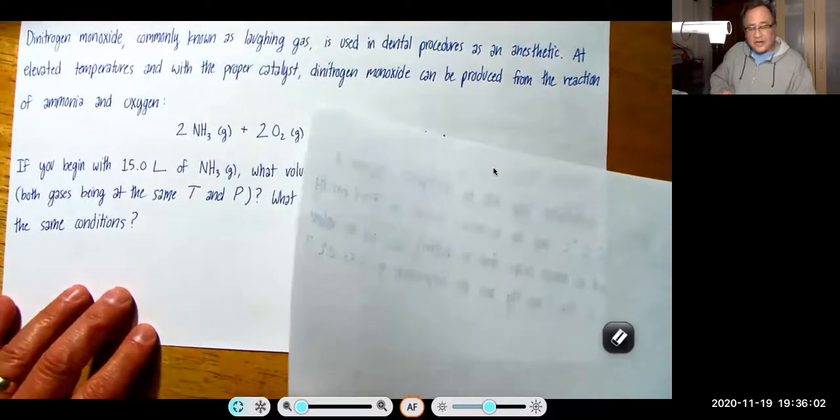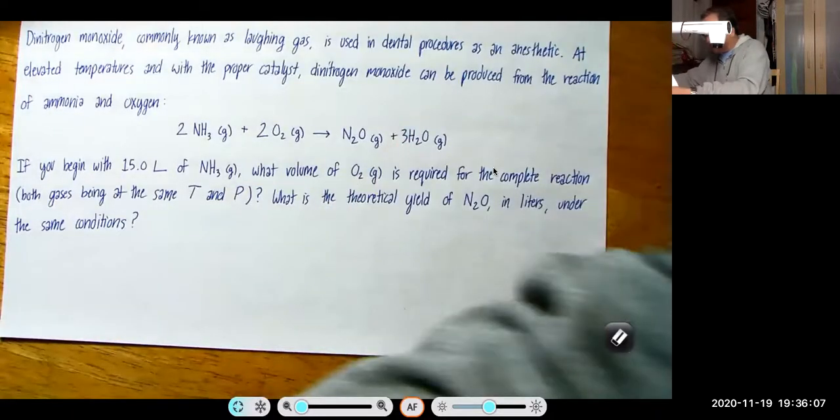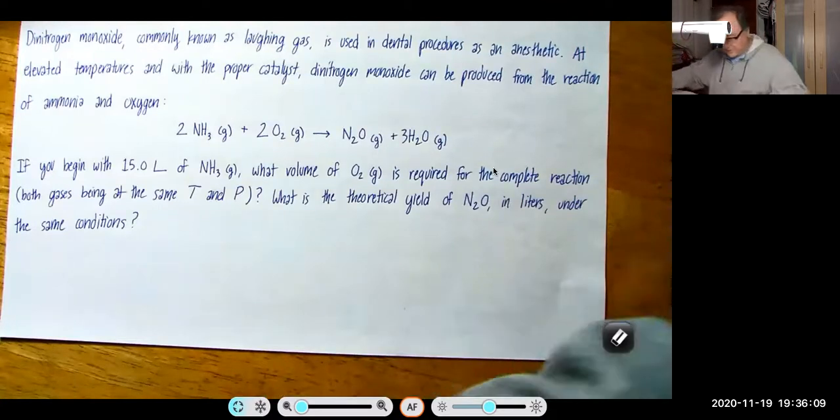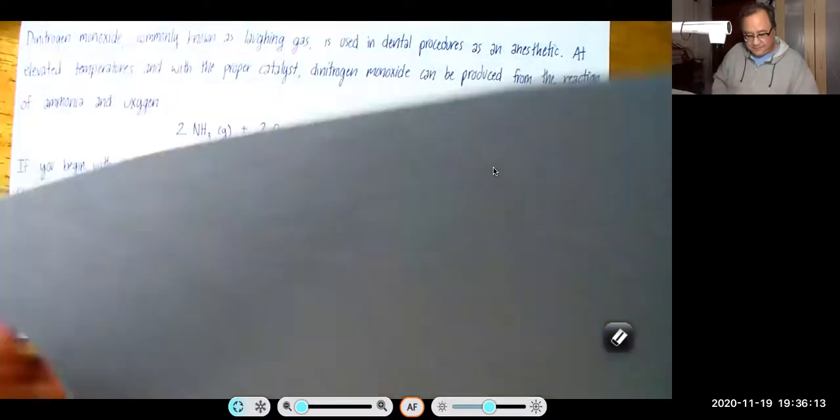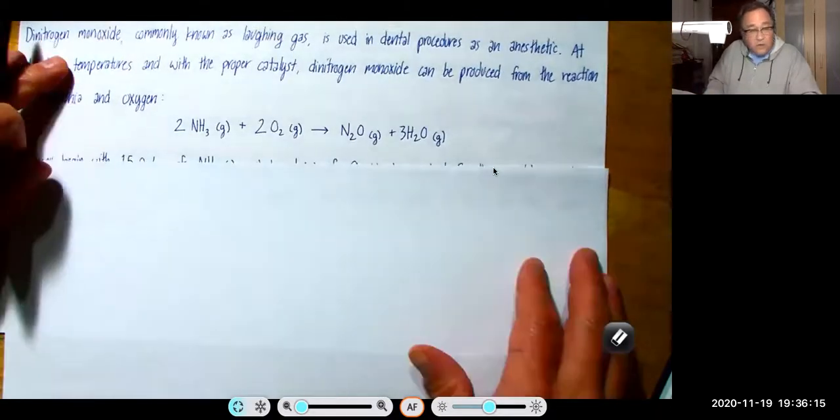And now let's take a look at another problem. And I think this is the last problem we're going to look at for this section. Let me see if there's another one underneath there. Nope. So this is the last problem. So we don't know whose law we're going to use.